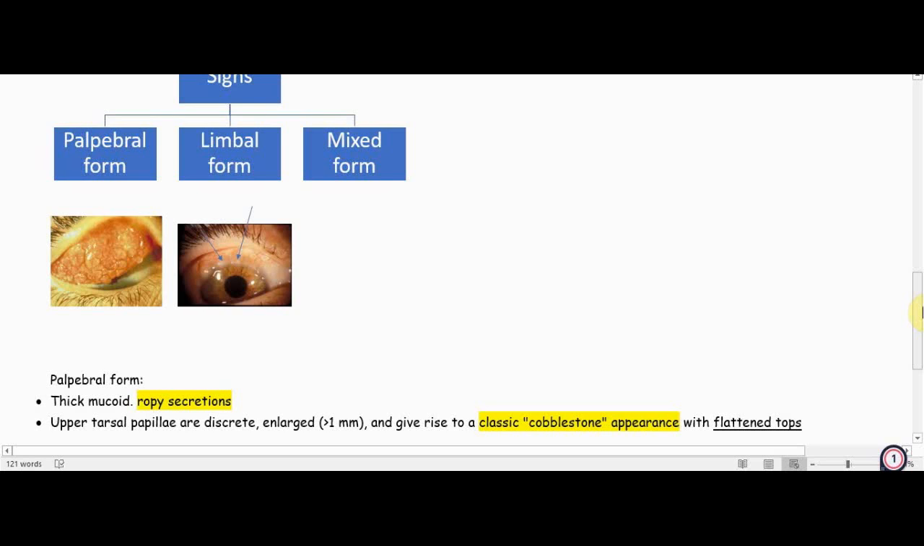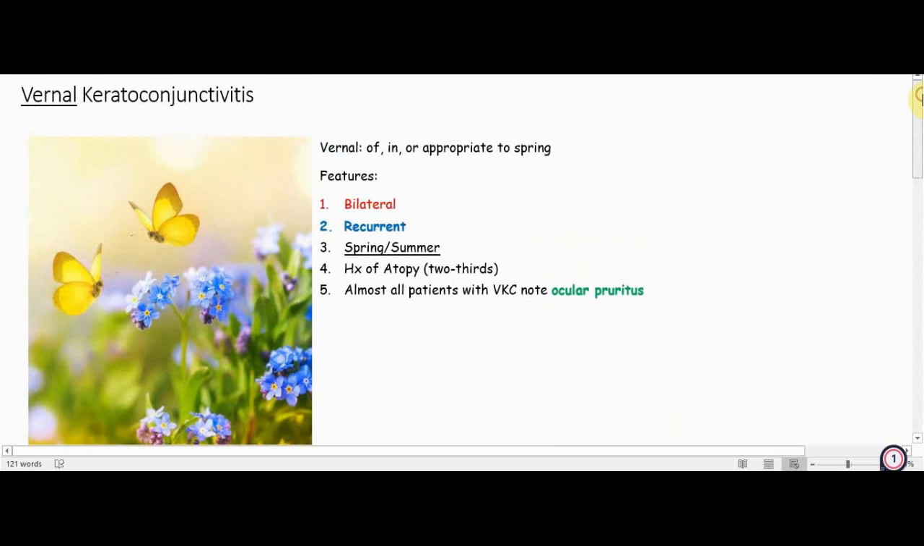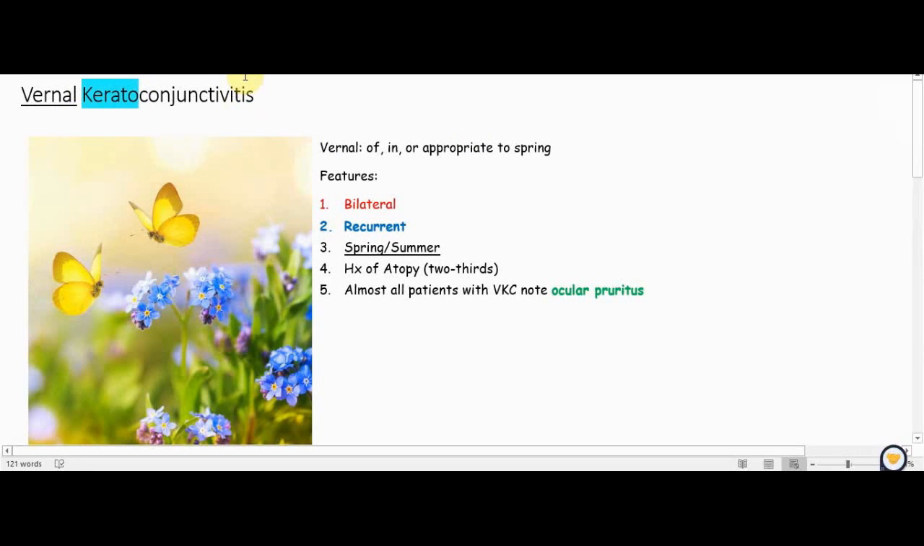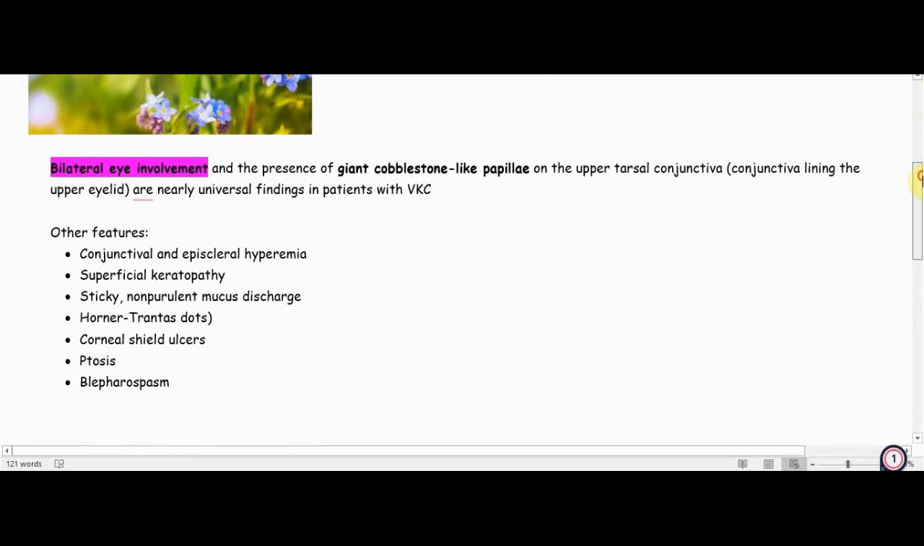Now let's talk about the mixed type, which has the features of both palpebral and limbal. Initially, when we were talking about the naming convention, we said it is keratoconjunctivitis because of the involvement of the cornea. So, is keratopathy associated with both types? Yes, but it is more commonly associated with the first type, the palpebral type.